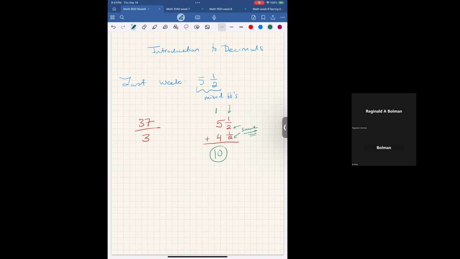So then the question is, where do we go from here? How do we get from, say, mixed numbers to the next advancement in mathematical understanding, which is to the positional decimal? What are we going to do? And the answer to this question is we're going to go back to the basics.